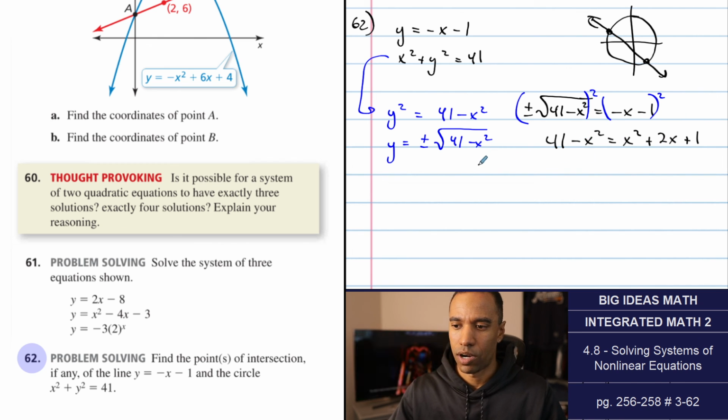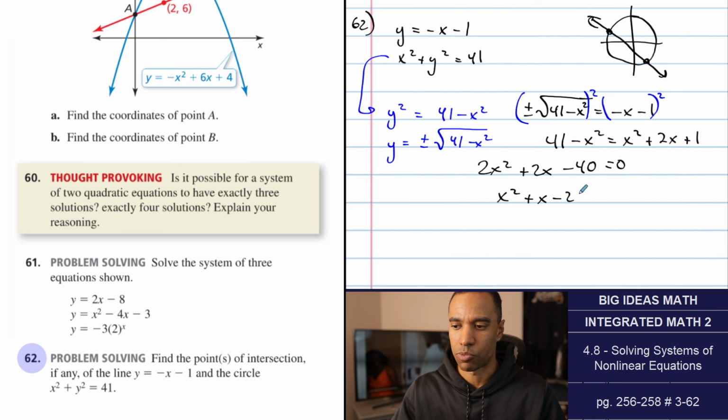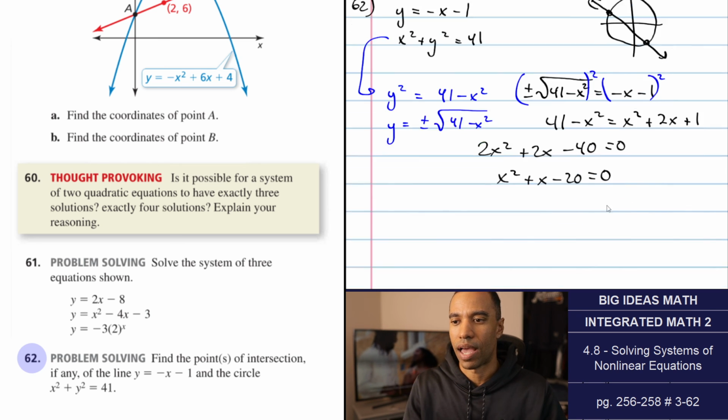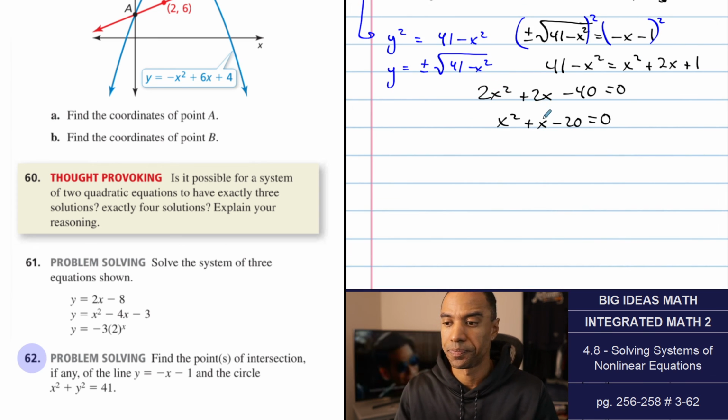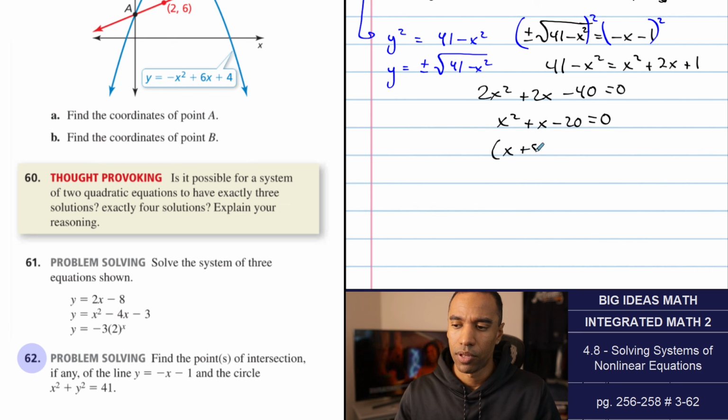I add the x squared over, and I get 2x squared plus 2x. Subtract 41 over, I get minus 40 equals 0. Divide everything by 2, I get x squared plus x minus 20 equals 0. Okay, so I have this equation here. What my x's are going to be is from this. It's not factorable. Oh, it is factorable, I take it back. They're good numbers. This is x plus 5 times x minus 4 equals 0. So x either equals negative 5 or x equals 4.